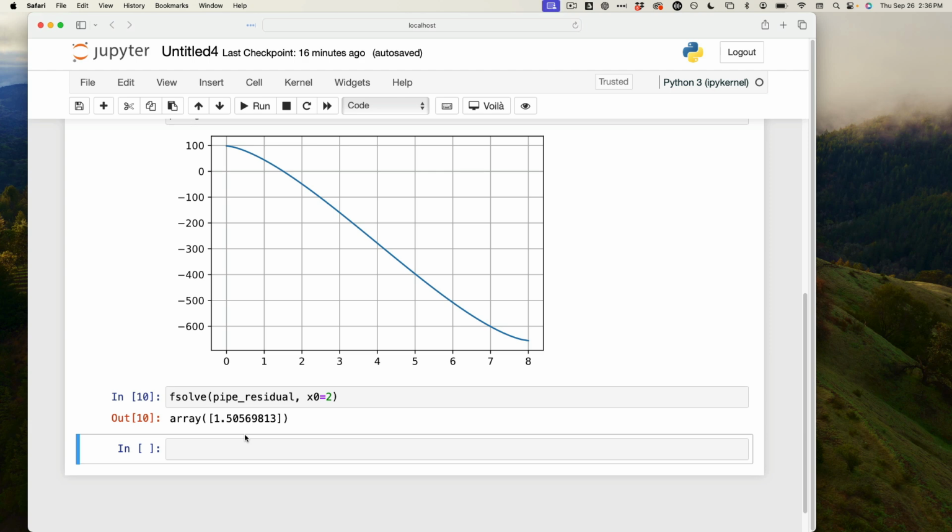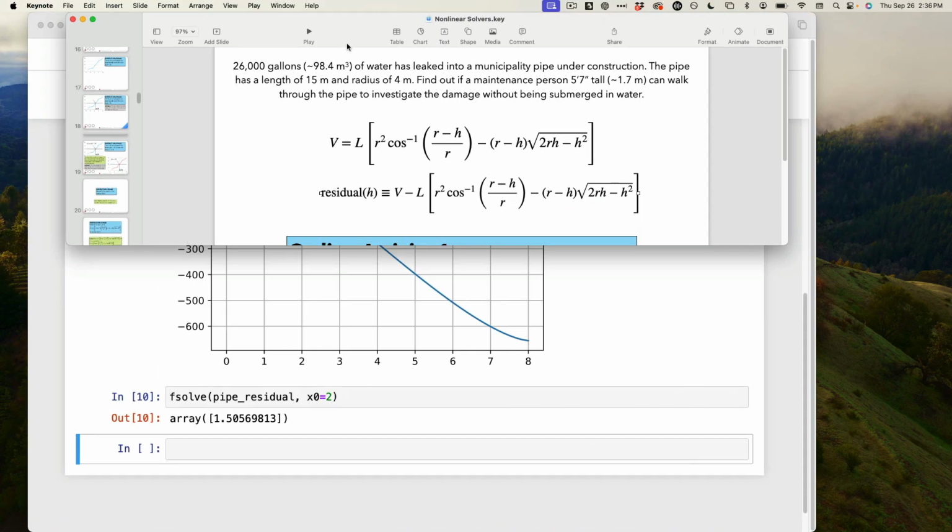That corresponds to the height of the water in the pipe when 26,000 gallons have spilled into a pipe that's 15 meters long and 4 meters in diameter. Exactly that. Also, this is the root of this equation. This value is the root h of this equation given V, L, and R. Okay? I want you to capture that. This value means something. This is the value of h in this residual equation. This is the value that makes this equation equal to 0 exactly with the given V, L, and R.